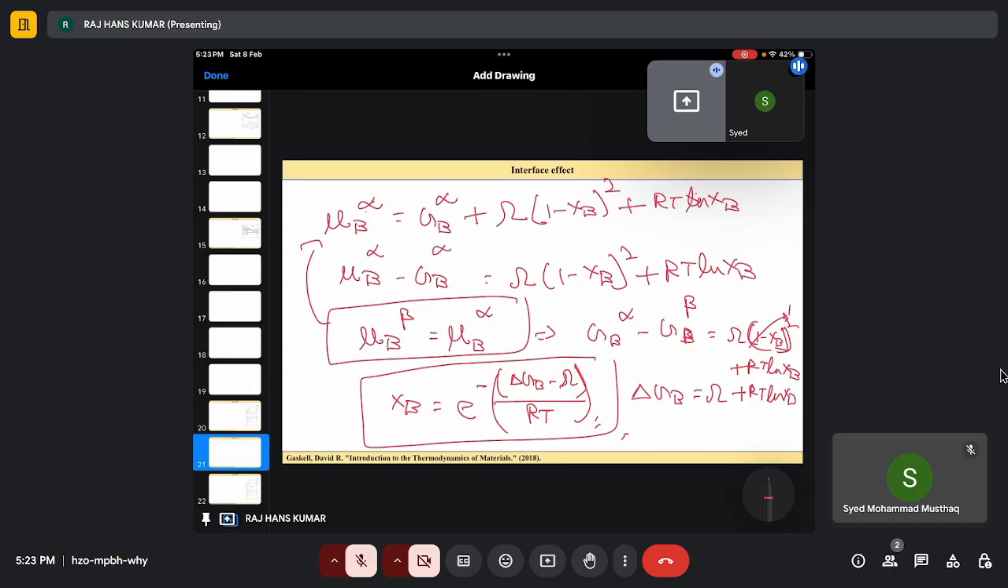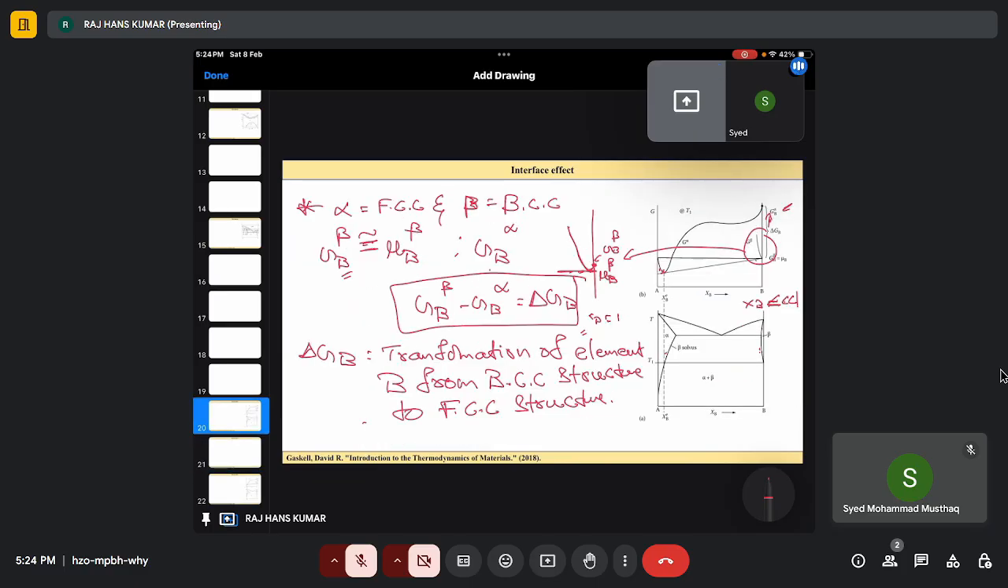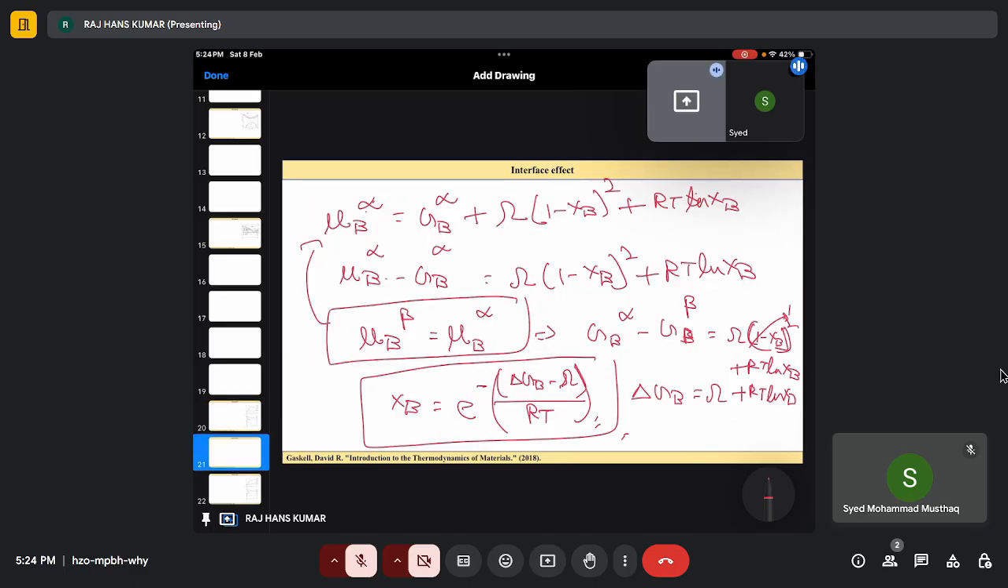Now at chemical potential, we know mu B beta is equal to mu B alpha. So this mu B alpha can be written as mu B beta, right? So we know mu B beta is equal to GB beta. Then this will be converted to GB beta minus GB alpha. That's all.